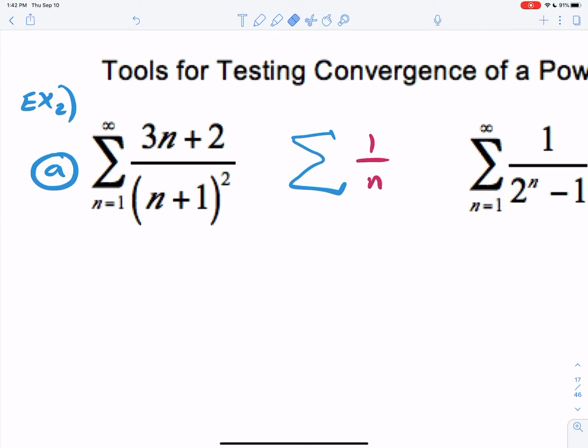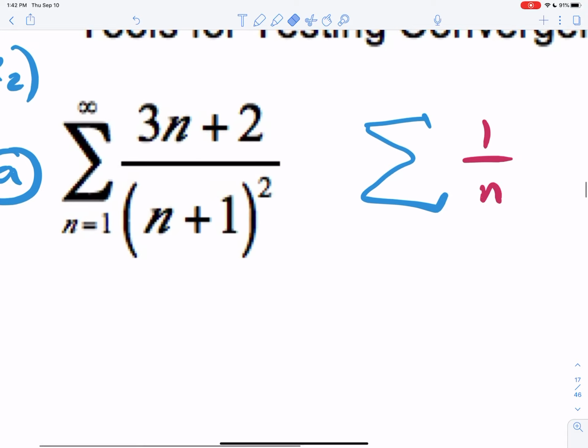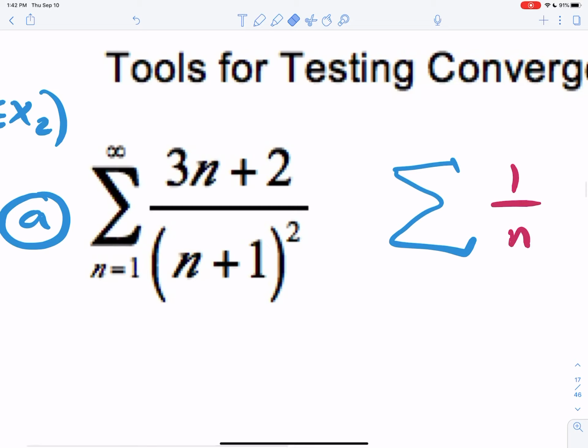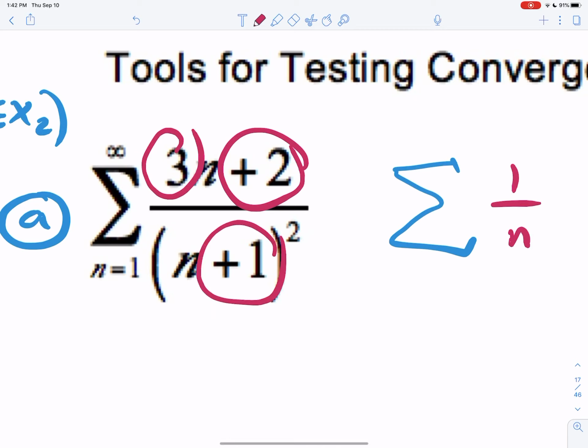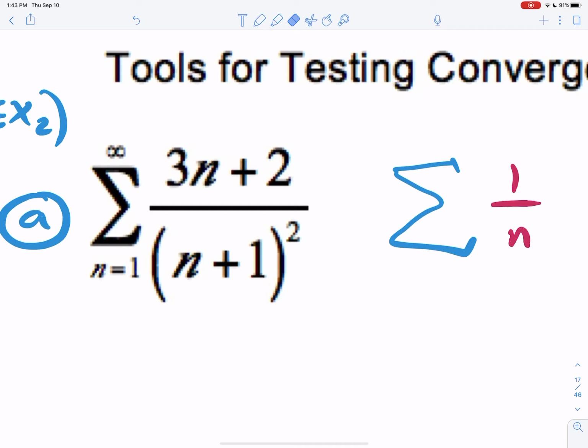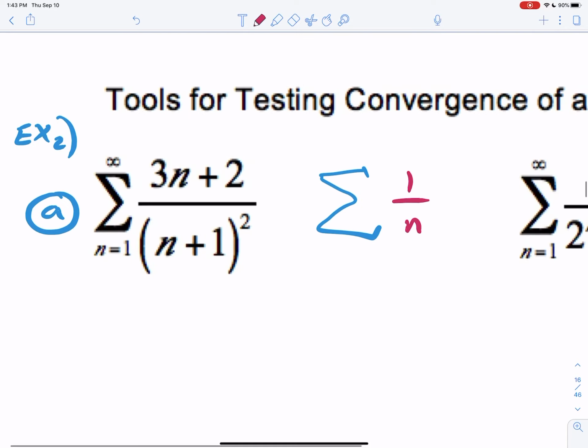Normally, I would try to use the direct comparison test. Both the numerator and the denominator are being affected here. For instance, the numerator is getting larger, but so is the denominator. So I can't quickly tell what the overall value is going to come out to, right? I can't quickly say if it's a less than or a greater than. So I am going to try to use the limit comparison test, all right?